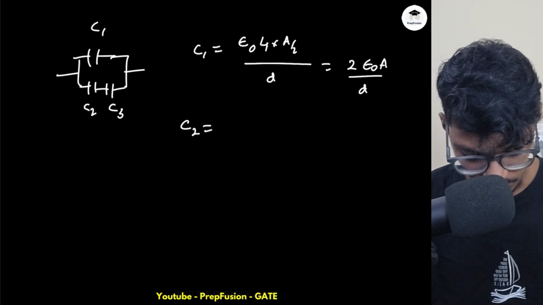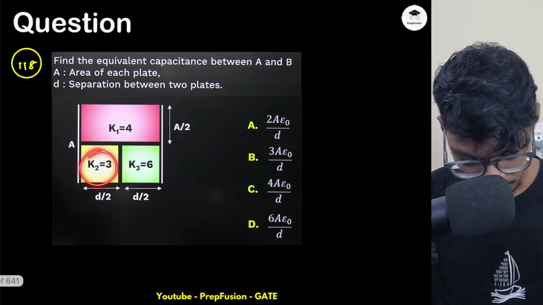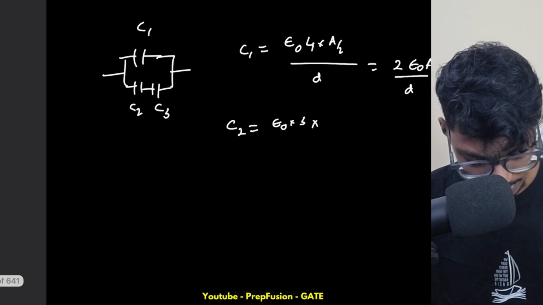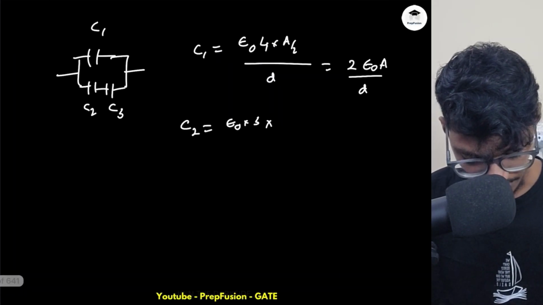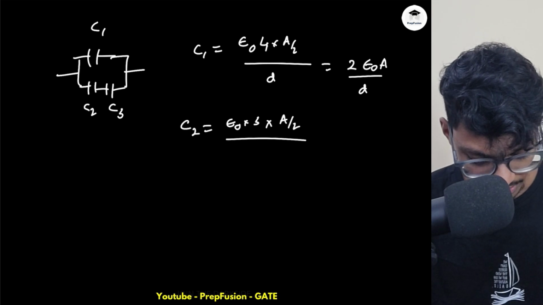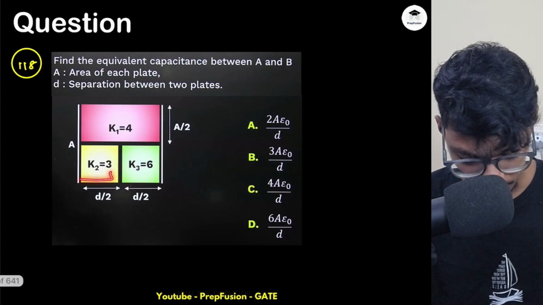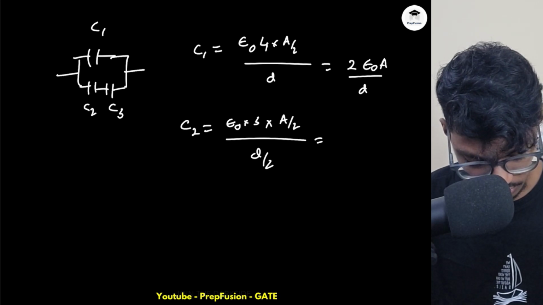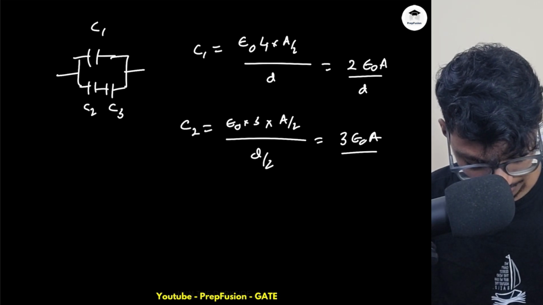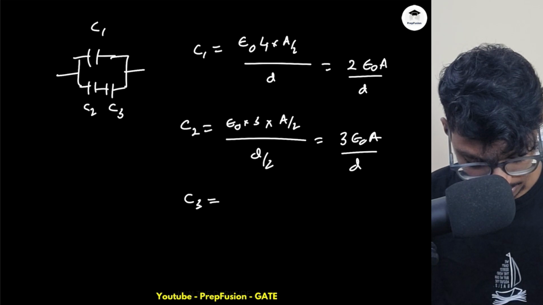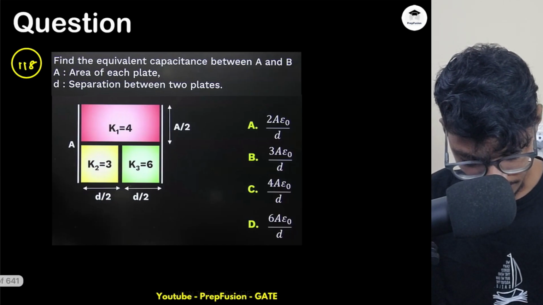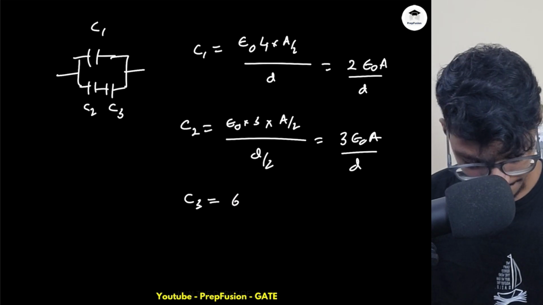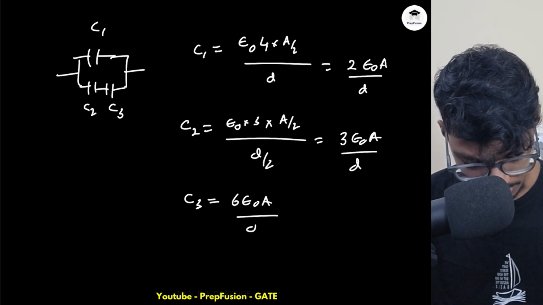D. C2 is what? Epsilon naught into K2, that is 3. Now here also area has been halved, right? Area is halved, as well as the distance also has been halved, right? This distance also has been halved between the plates. So d by 2 will get cancelled. So this will come out to be 3 epsilon naught A by D, and C3 will be, here also same thing, distance and area both of them are halved, so this will simply be 6 epsilon naught A by D.